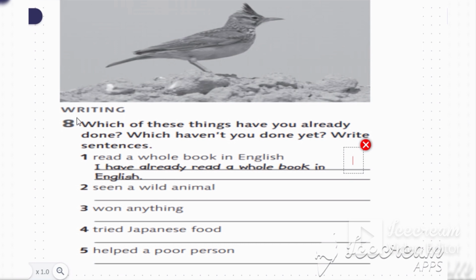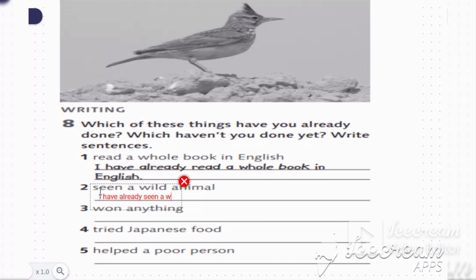Now, exercise number 8, writing. Which of these things have you already done? Which haven't you done yet? Write sentences about you. So, I will write 2 and 3 and you will answer 4 and 5, okay? Seen a wild animal, have you ever seen a wild animal? I have already seen a wild animal. Sentence formation, a wild animal, is very important in the exam.